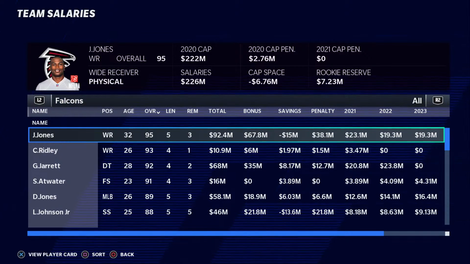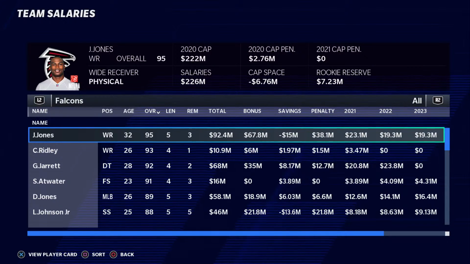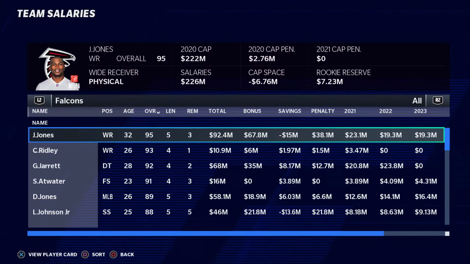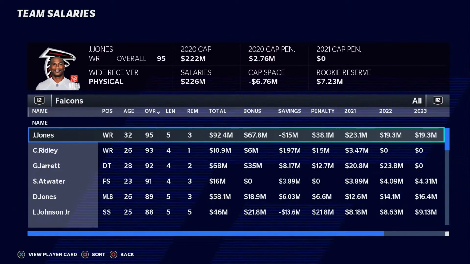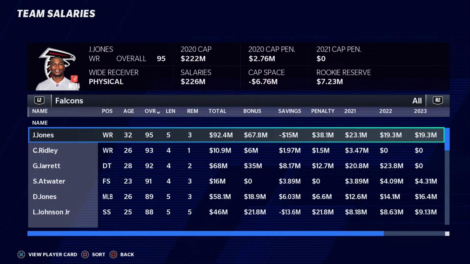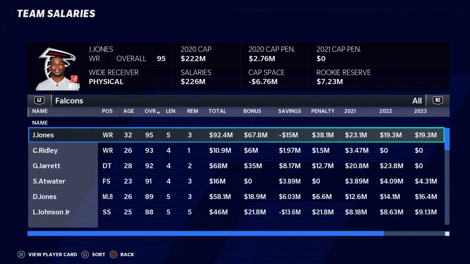Now, the Falcons, if you look at the top screen, the 2020 cap is $222 million. He has $226 million in salaries. So that means he's over the cap. The cap penalty is basically a penalty you get every time you trade somebody or cut somebody. The cap space is how much he should have, but since he's over in the salaries, he's at a negative $6.76 million.